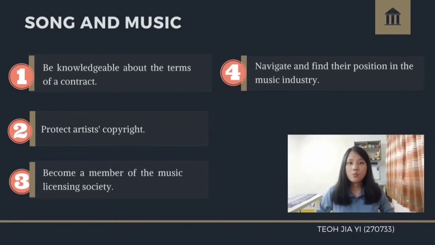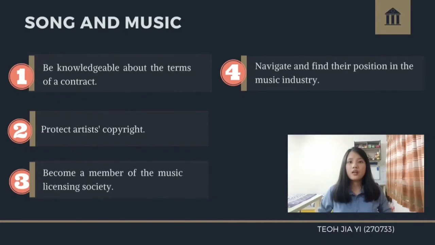Next, all the corporations must protect their artist's copyright. The singer's royalty must be rewarded and appreciated as he produces and creates his albums. It is unethical if the publisher uploads his album without considering his contributions.